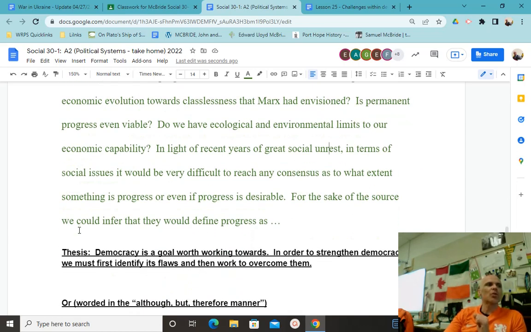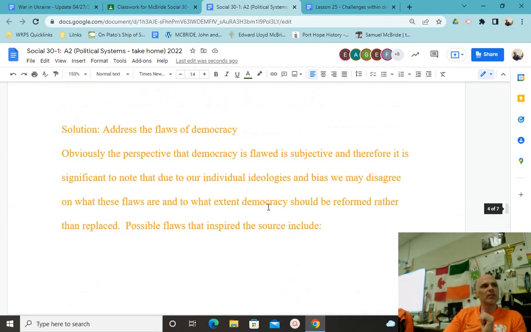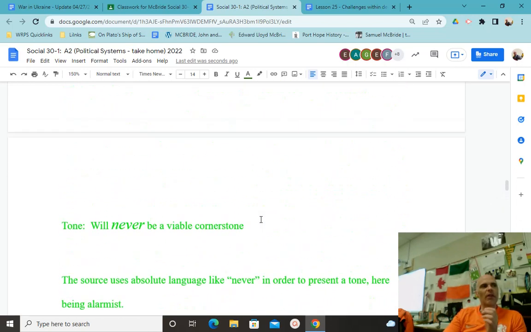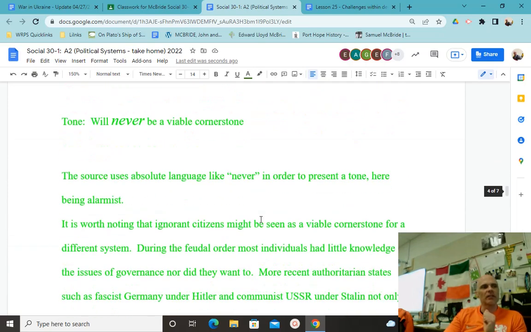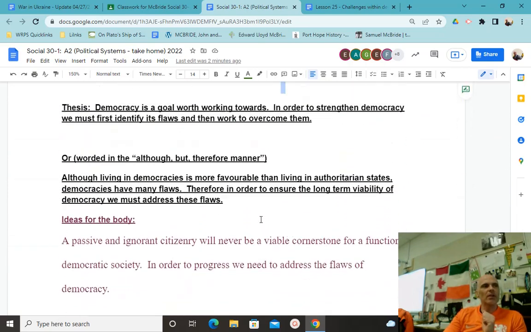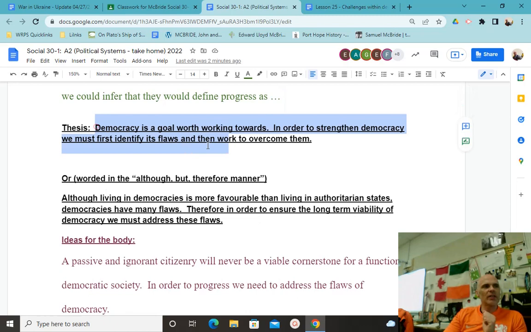For the sake of the source, we can infer that they, the voice behind the source, would define progress as. So we're going to need to complete that to complete the analysis. So, in order to complete the analysis, we have to figure out what somebody who promotes democracy might view as progress. We also have to identify what the flaws of democracy are. And then building a body, here's the thesis statement.